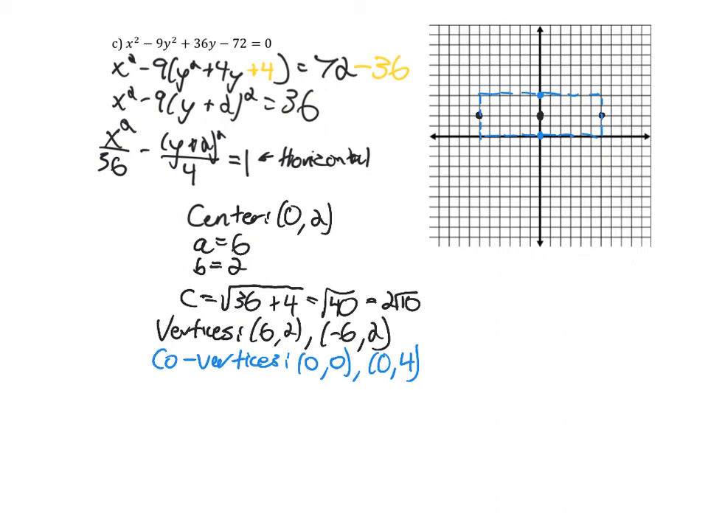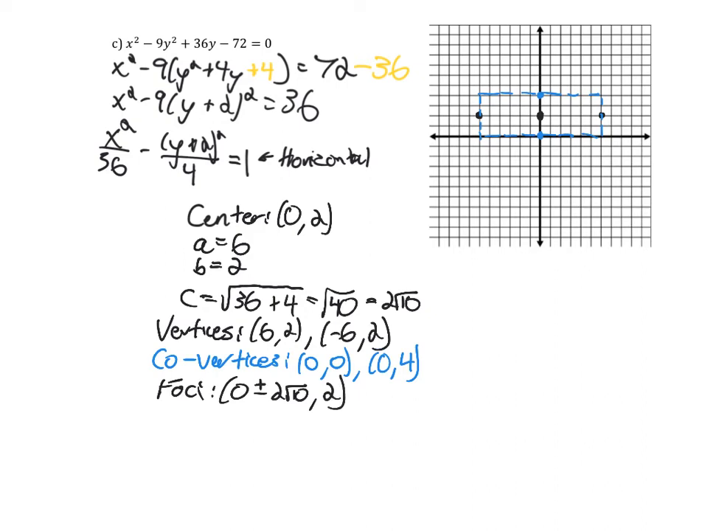Your foci are going to be on the major axis, so it's going to be horizontal, and it's going to be 0 plus or minus the c value, which is 2 root 10, comma negative 2.